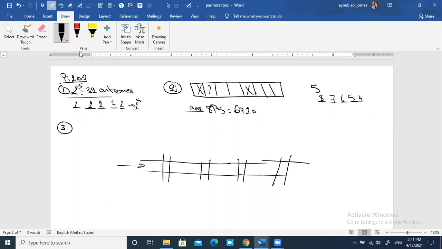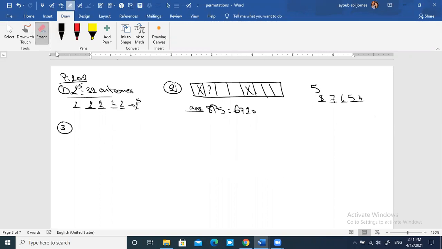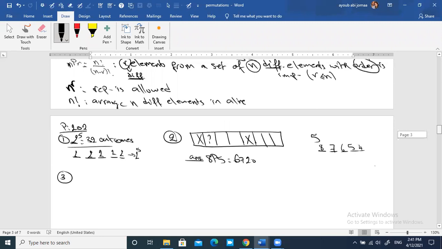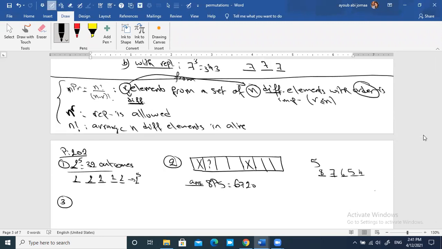So in the first case it is a permutation because there is no repetition. In the second case it is n to the power r because it is with repetition. You have to understand and differentiate between these 3 cases, these 3 rules: when to apply the first, when to apply the second, when to apply the third.